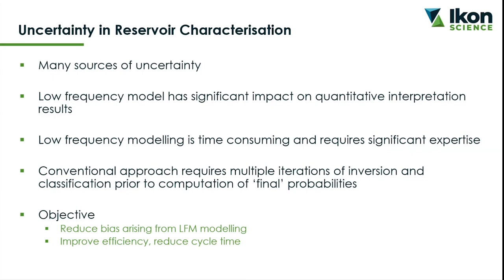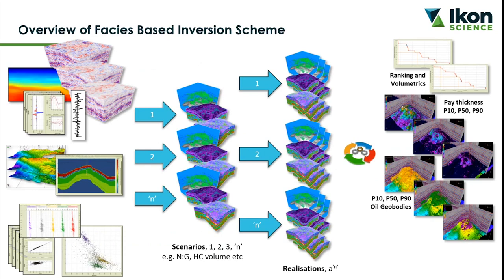So the inversion scheme that we've come up with is what we refer to as a multi-scenario, multi-realization approach. This is based on the facies-based inversion scheme published first in 2014 by Michelle Kemper and James Gunning. So what are the inputs?